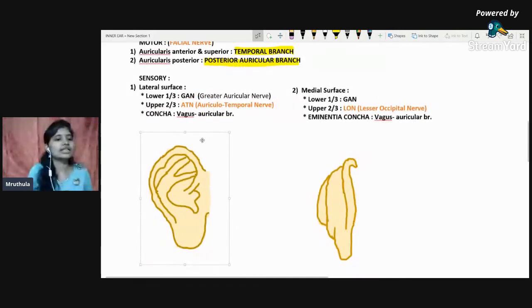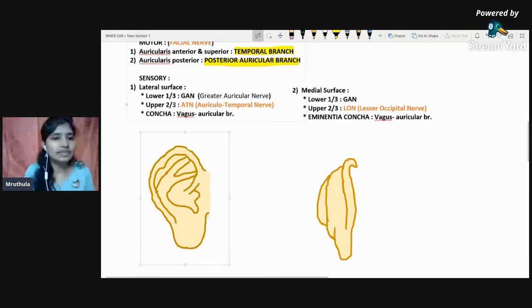First, let's see the lateral surface. Both the lateral and the medial surface, we divide them into three parts. Concerned with the sensory nerve supply, we divide them into three parts. We have the lower 1/3, the upper 2/3, and between them there is a depression, the concha. And on the posterior, in the sense the medial aspect, we have the eminentia concha. First let's see the names of the nerves and then I'll mark them in the diagram.